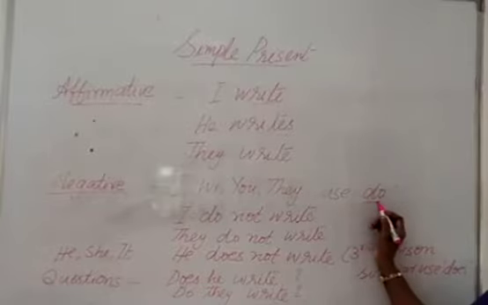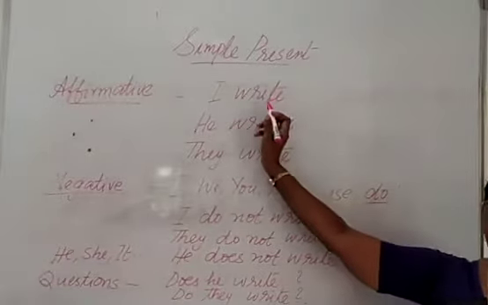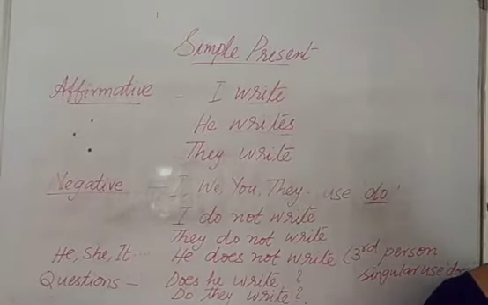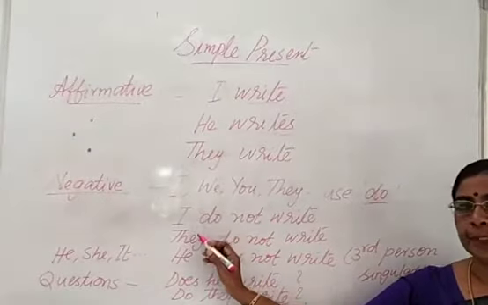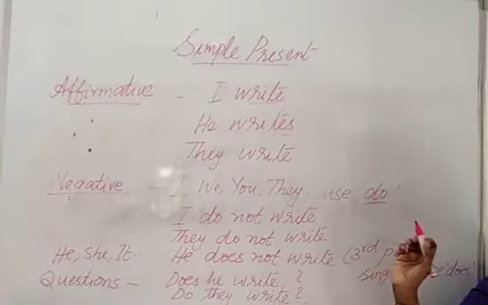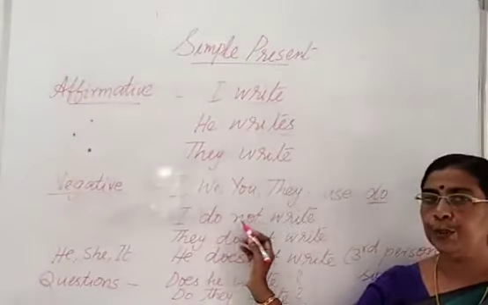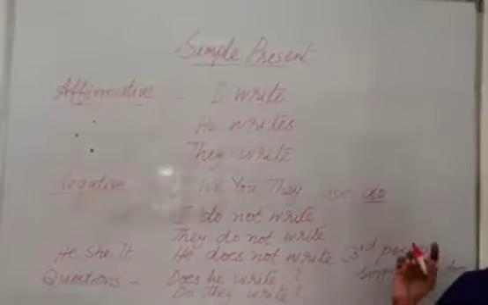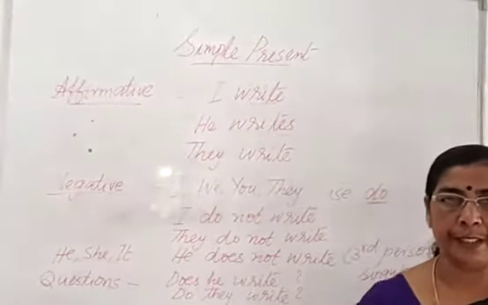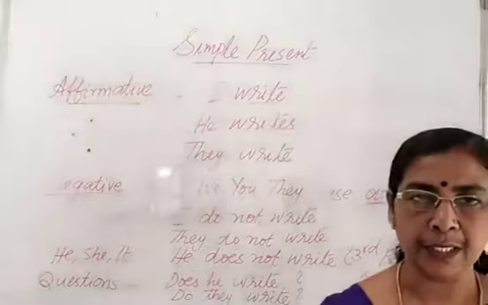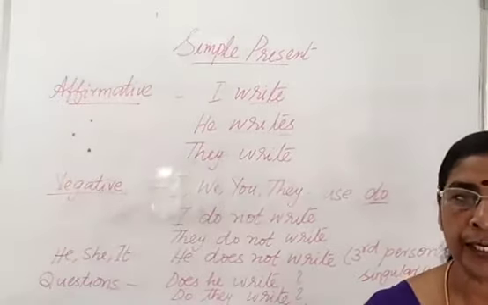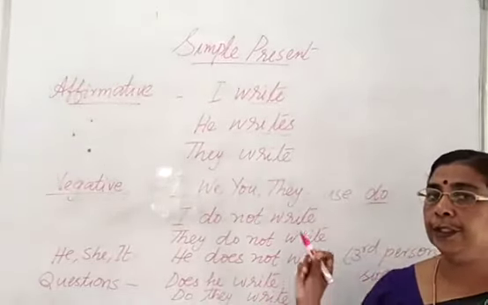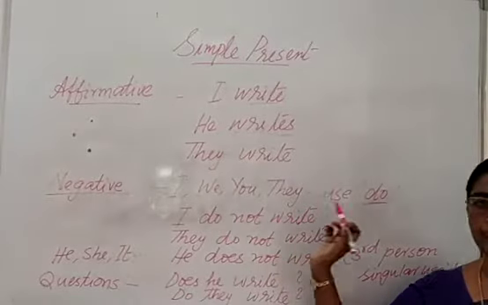Okay, clear children? To make it negative, we cannot directly add not here. So to make it negative, we make use of the auxiliary verb do. You see here the example, I do not write. Okay, we have added I do not write. So for which subjects can we add do? First person I, we, second person you, and third person plural they. So they do not, I do not.